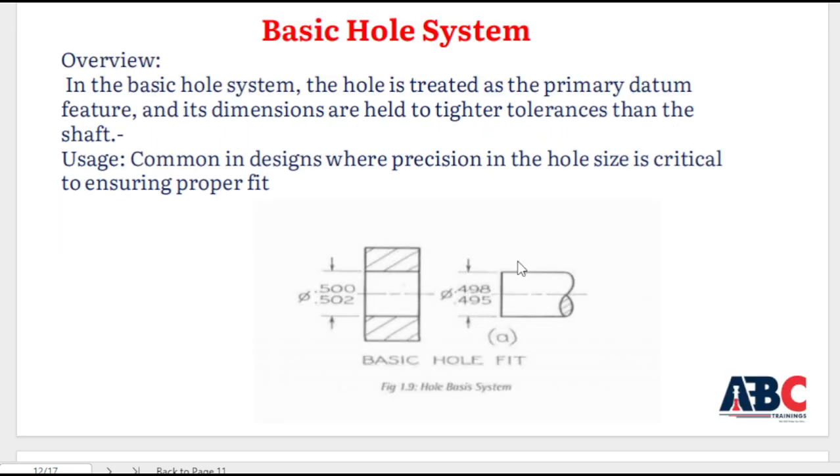Basic hole system. In the basic hole system, the hole is treated as the primary datum feature, and its dimensions are held to tighter tolerance than the shaft. Common in design, where precision in the hole size is critical to ensure proper fit.